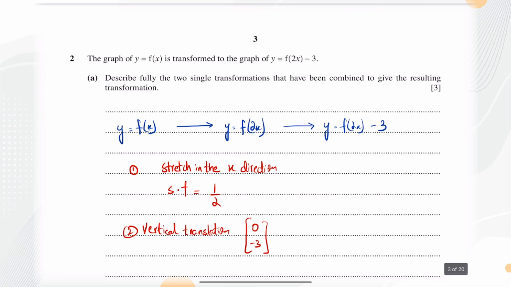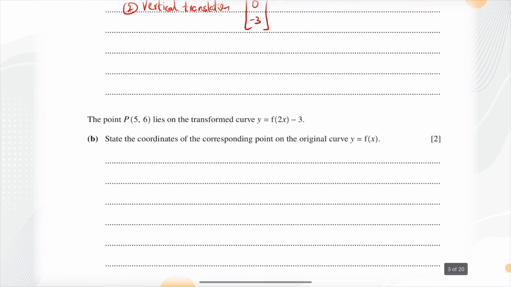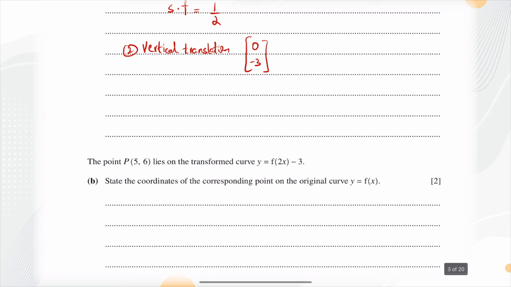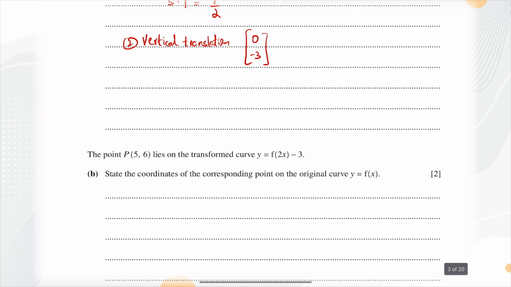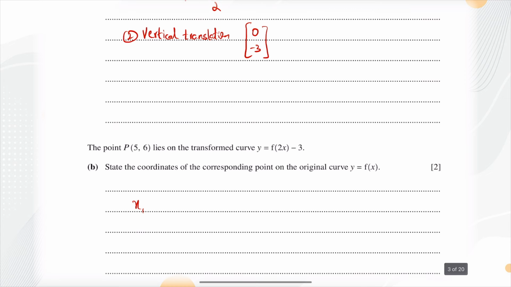Okay. Now, part B. Part B says state the coordinates of the points on the original curve y equals f of x. The point P (5, 6) lies on the transformed curve y equals f of 2x minus 3. Now, it's always a good idea to write down generally what the points would look like after you've transformed them. So (x, y) is the original one. Now what would they look like on the transformed curve?